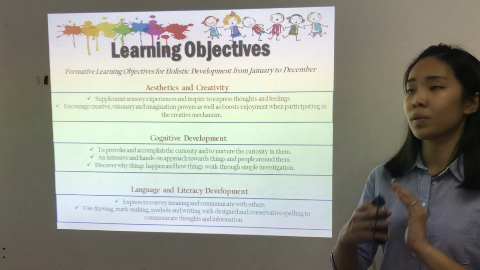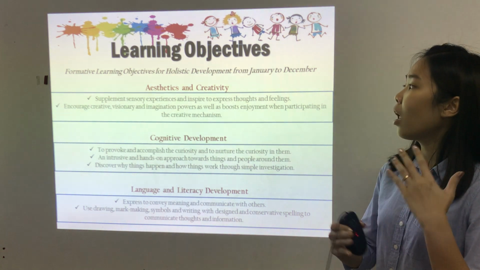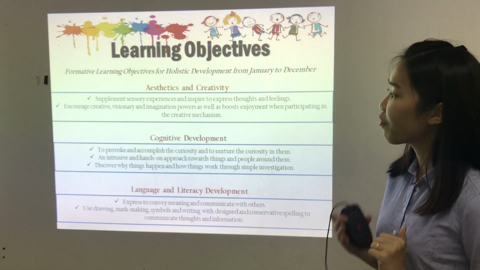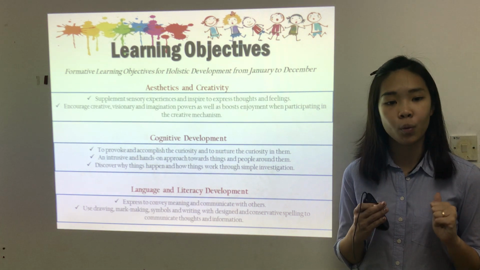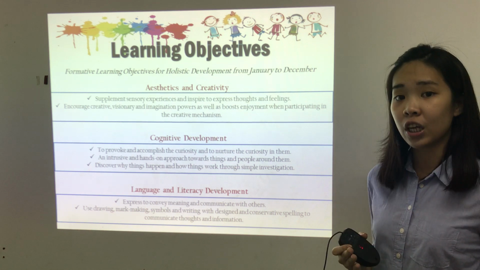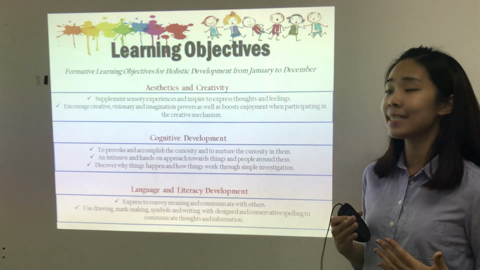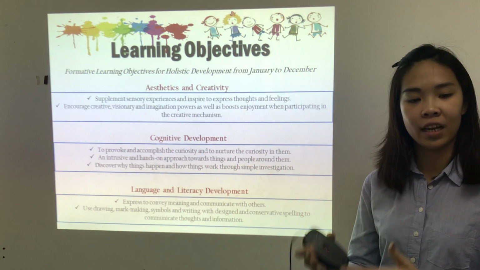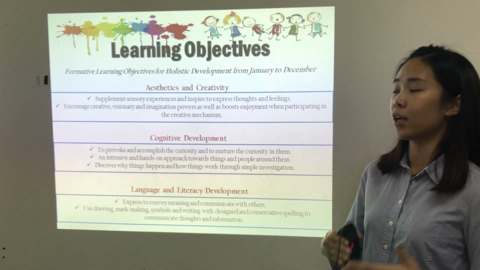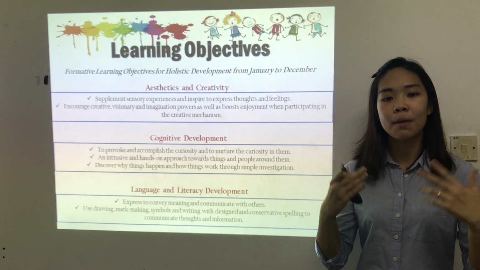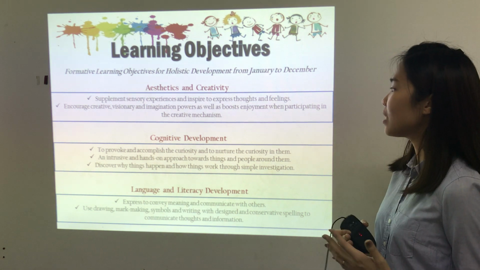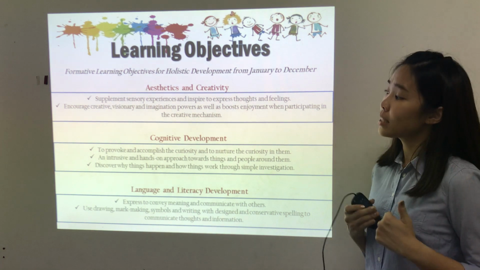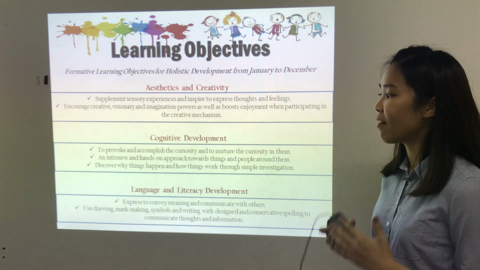Now, these are the formative learning objectives for holistic development tailored to children aged 5 from January to December. The whole holistic development contains 6 different areas. The first area is aesthetics and creativity. At the end of the year, children are able to supplement sensory experiences and are inspired to express thought and feeling. They are also encouraged to be creative, visionary, and imaginative, as well as boost enjoyment when participating in the creative mechanism.